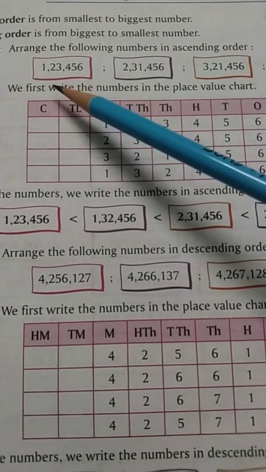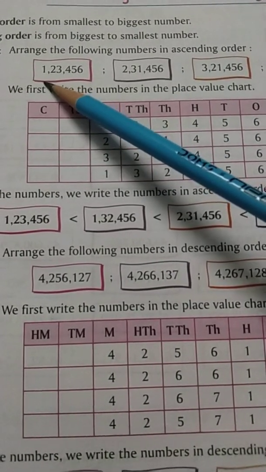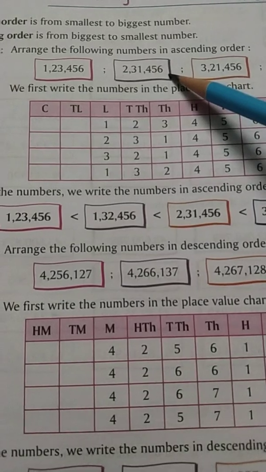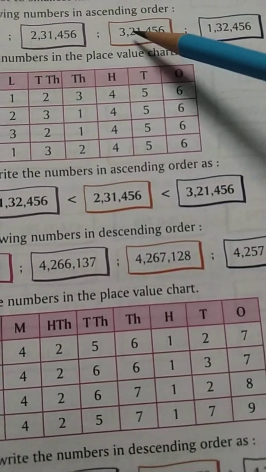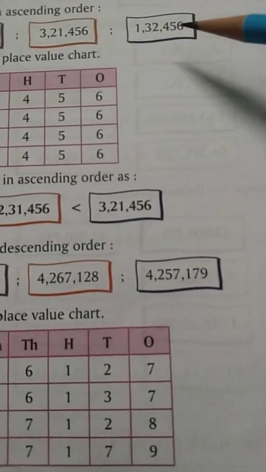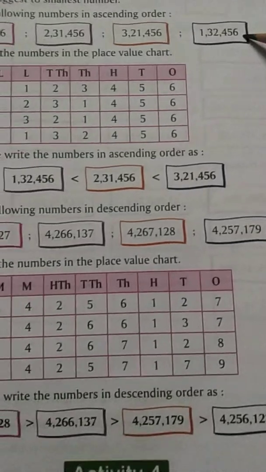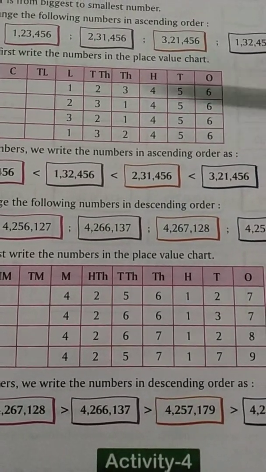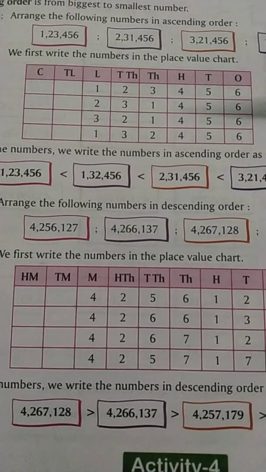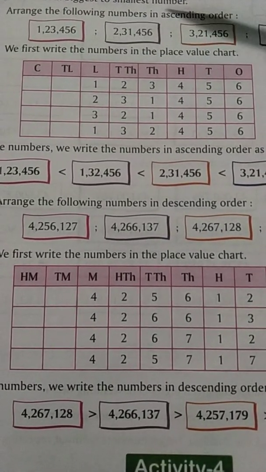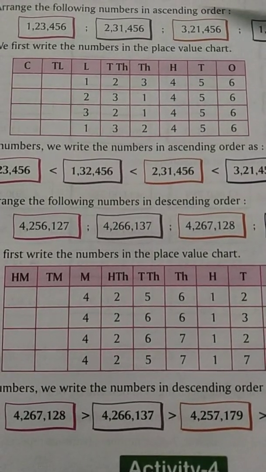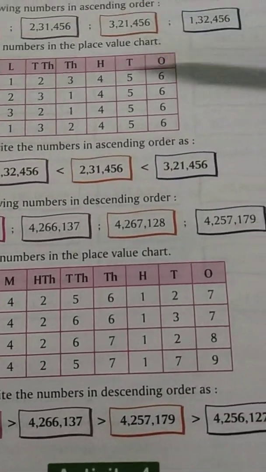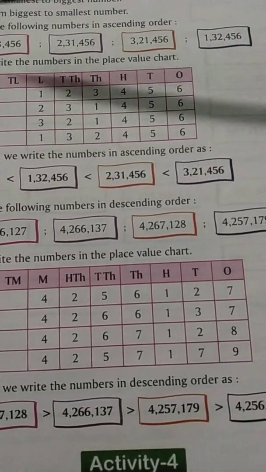Let's have an example for this also. As we can see here, example number 1, the first number is 1,23,456. The other one is 2,31,456. Then it is 3,21,456. And the last number is 1,32,456. Now, as I have said, while comparing, we check the greatest place first of all. If we see the place, all have lakh places. And because we need to arrange it in ascending order, means the smallest to the greatest, we will arrange it from the smallest number. So when we check, it is 1 lakh, it is 2 lakh, it is 3 lakh, and this one is again 1 lakh. So two numbers have 1 lakh.